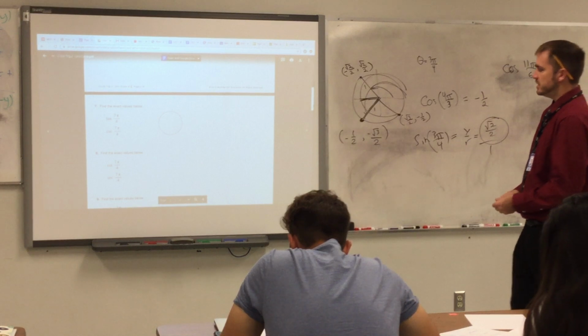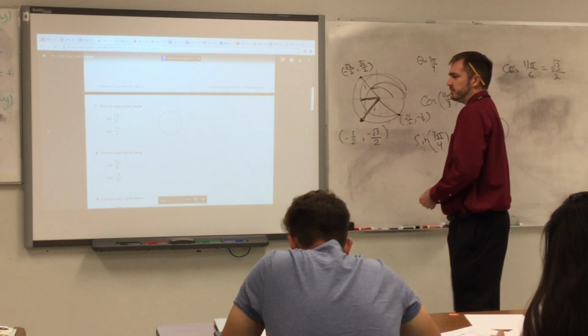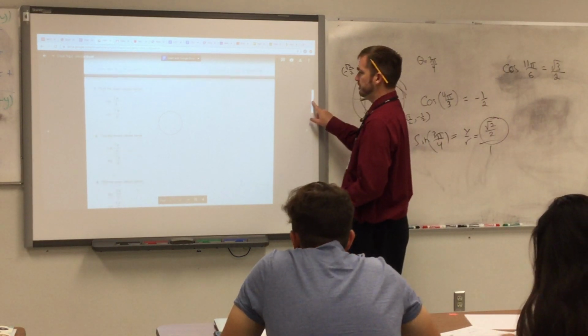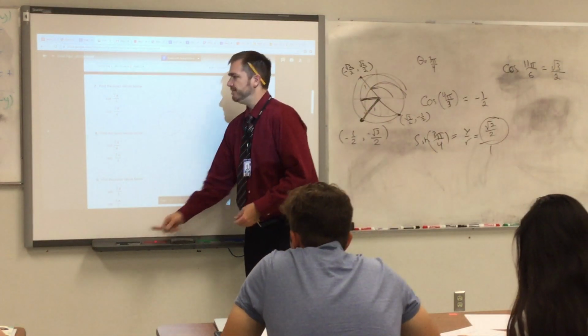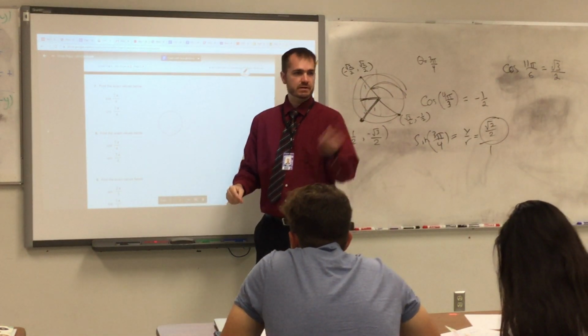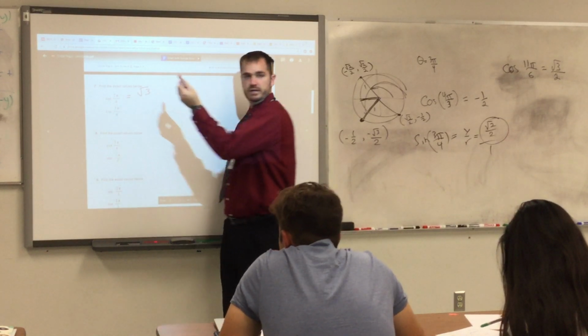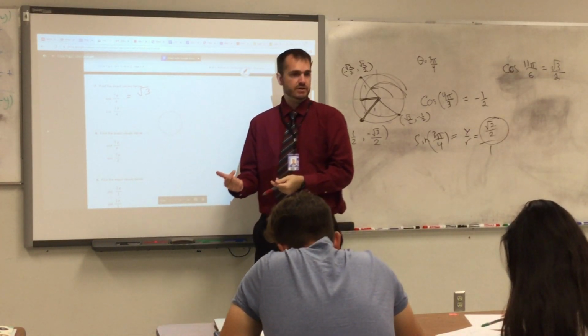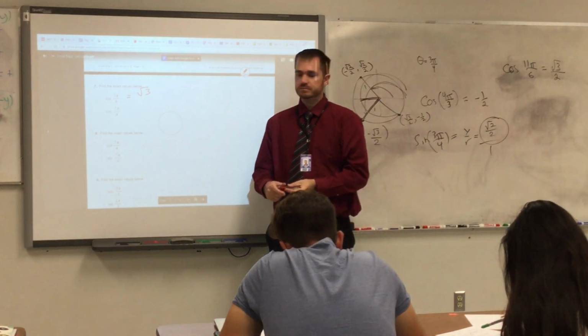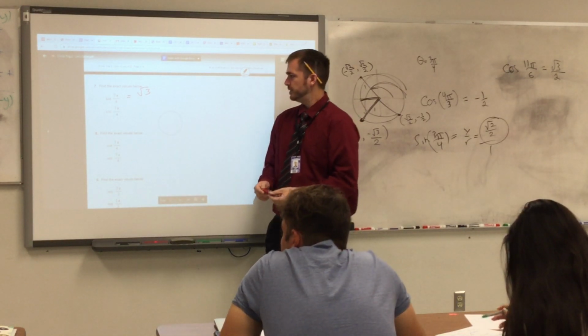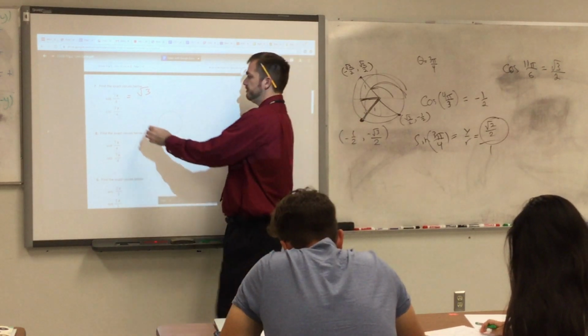Okay, so let's talk tangent, 7 pi over 4. Does anybody just have that one written down because we figured it out? It's the square root of 3? That's all we have to do? It's just look at our chart. Okay, that sounds pretty good.